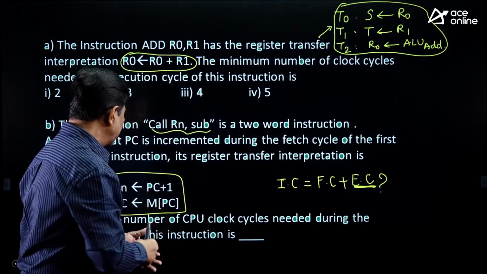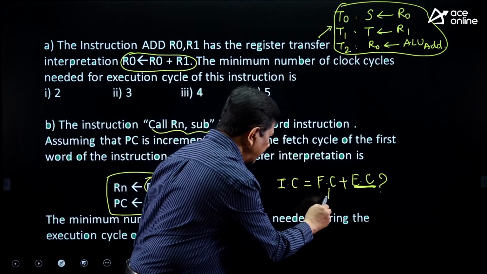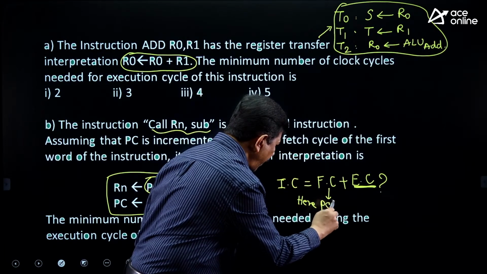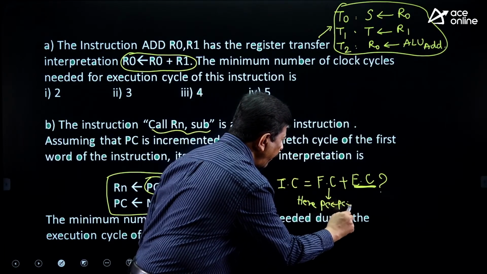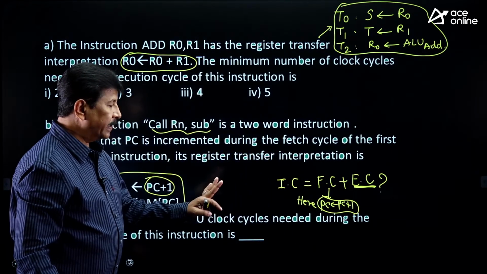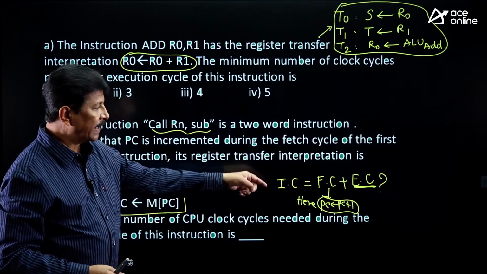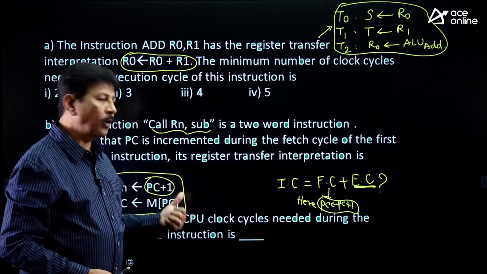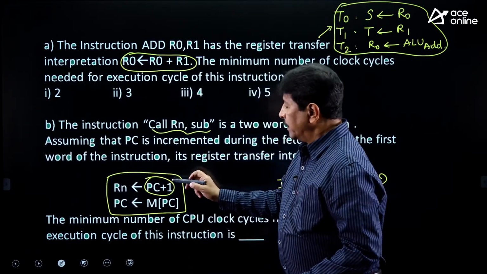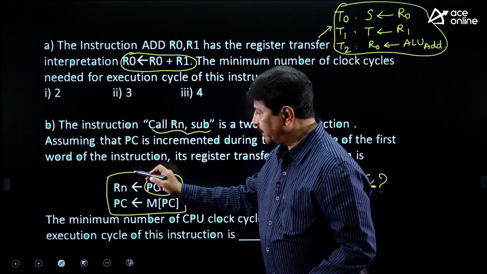I told you that the program counter is incremented in the fetch cycle itself. So don't count that time into the execution cycle. Then how many clock cycles does it require? I think you can easily count here.